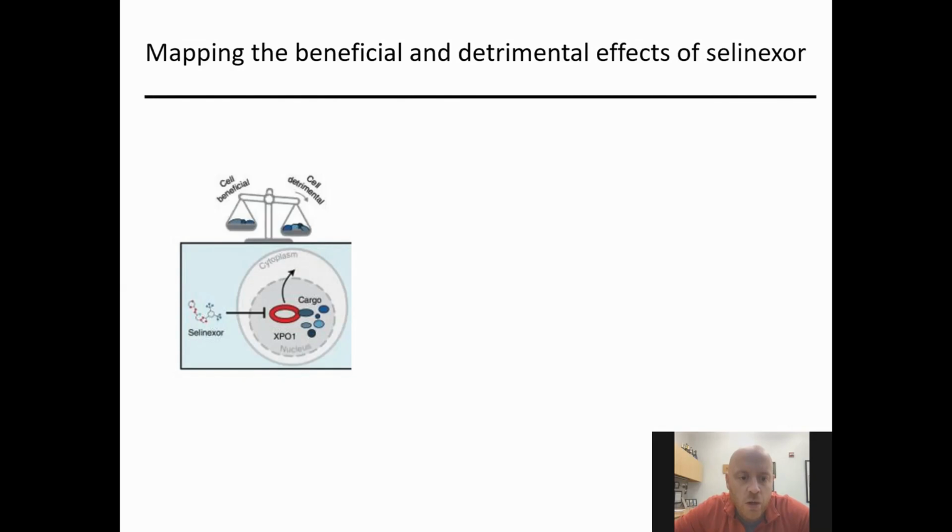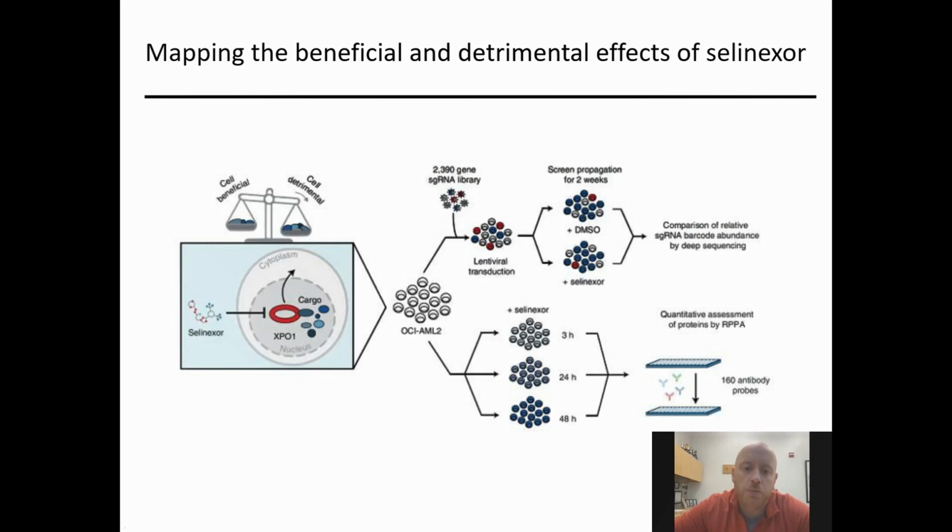drug Selinexor, which is an inhibitor of XPO1, a nuclear exportin that is responsible for shuttling protein cargo from the nucleus into the cytoplasm. Selinexor treatment of cancer cells causes an inhibition of XPO1 function and the nuclear sequestration of protein clients. So we hypothesized that the nuclear sequestration of some of these protein clients might actually benefit the fitness levels of cancer cells. So to unpack this, we used two parallel omics approaches.